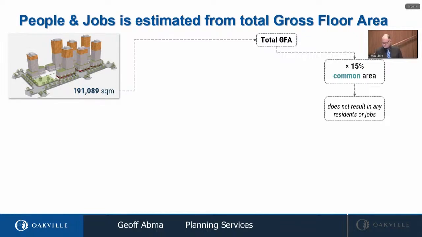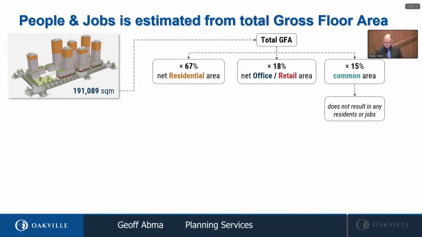And this does not result in any residents or jobs. So we've talked about the 18% office and retail area, or the non-residential uses. So 18% of that GFA, according to that policy, gets attributed to non-residential uses. And then the remainder, which would be about 67%, is allocated to residential units.